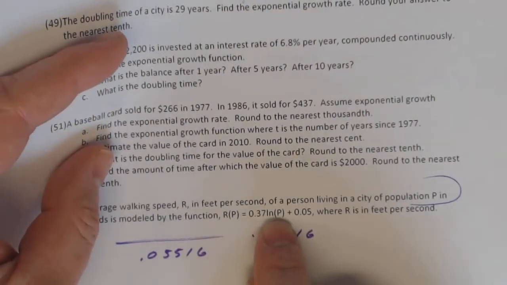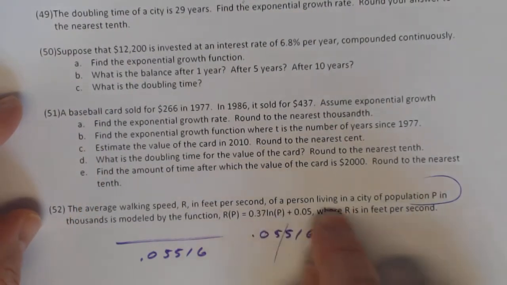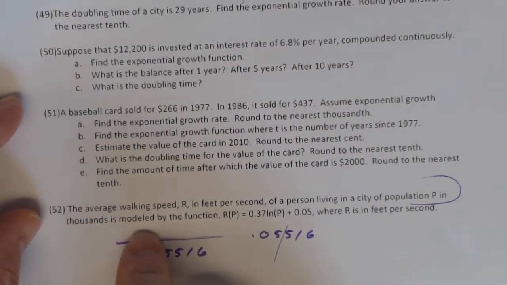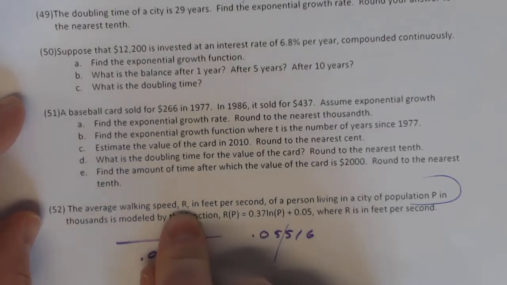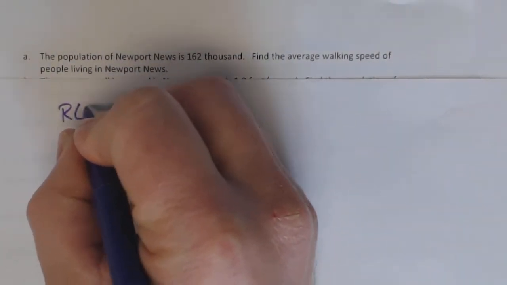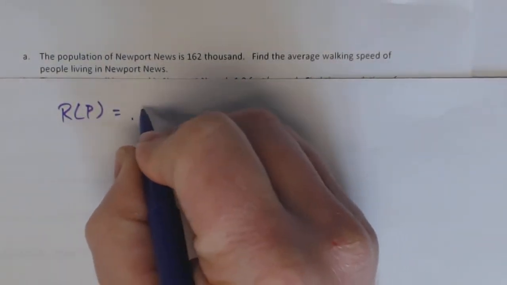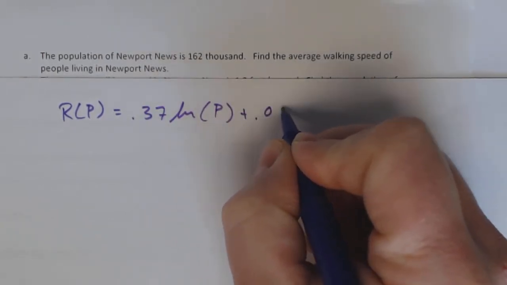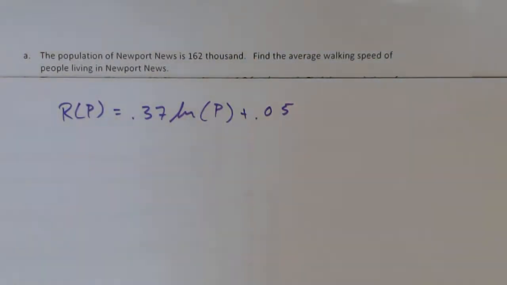So the function is given to you, and P is the population in thousands, and you'll find the walking speed if you plug P into this function. Let me write it down so I don't have to flip back and forth. R(P) = 0.37 ln P + 0.05. I guess the idea is the more people that live in a city, the faster or slower people walk. Yeah, that's the idea.